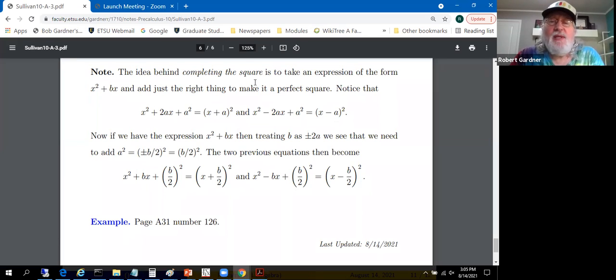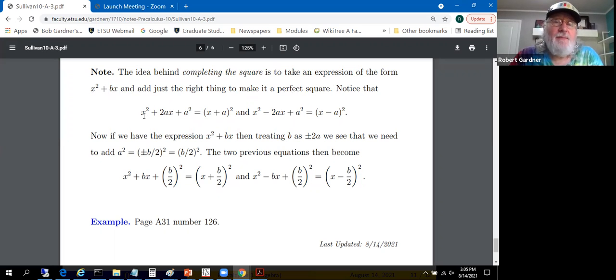The idea behind completing the square is to take an expression of the form x squared plus bx, so an x squared term and an x term, coefficient 1 of the x squared, coefficient of the x could be anything, and there's no constants involved, and adding just the right thing to make it a perfect square.